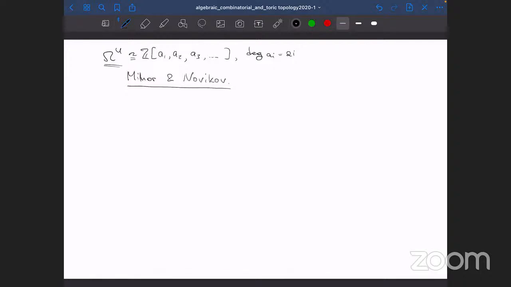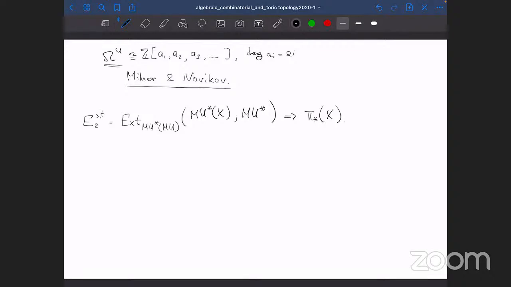A few years later, in 1967, Sergei Petrovich Novikov proposed a new approach to Bordism and stable homotopy theory based on the so-called Adams-Novikov spectral sequence. This is a spectral sequence with second term Ext over MU_*MU from MU_*(X) to MU_*, and it converges to π_*(X).